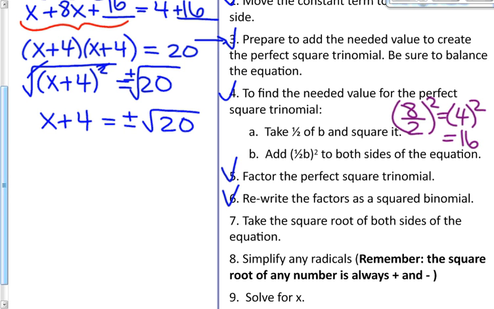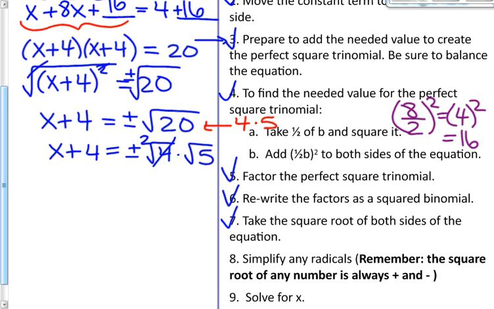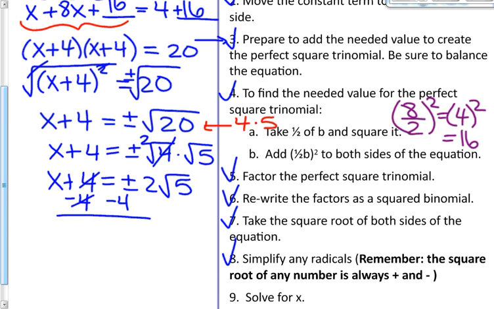Now, I also want to make sure that I'm simplifying my radical. So what I'm asking myself now is, what are the factors of 20, one being a perfect square factor? So factors of 20 that I'm going to be using here are 4 times 5, 4 being our perfect square of the factors. So I'm going to separate this radical into the square root of 4 times the square root of 5, and the 4 is going to come out as a 2. So I'm left with x plus 4 is equal to plus or minus 2 rad 5, and now all I need to do is solve for x by subtracting the 4 on either side. And we get x is equal to negative 4 plus or minus 2 square root of 5.